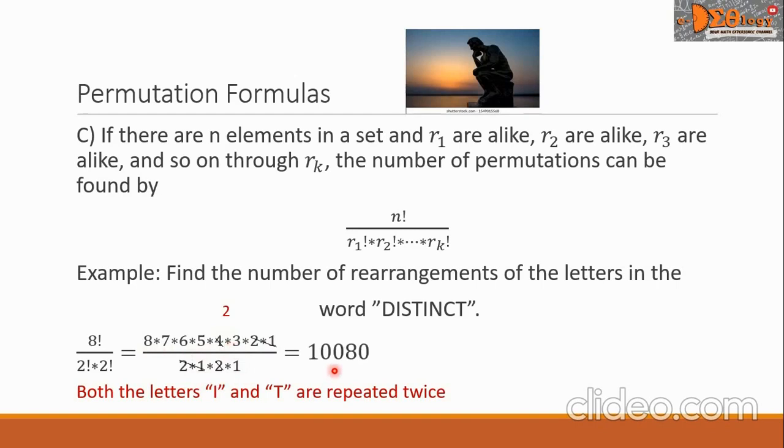And the product is 10,080. And this is the number of arrangements. This is our final answer.